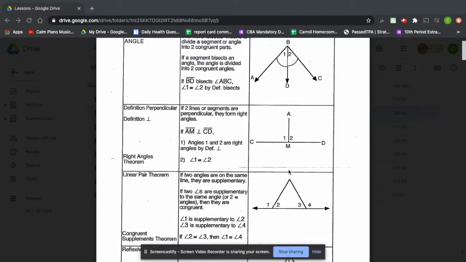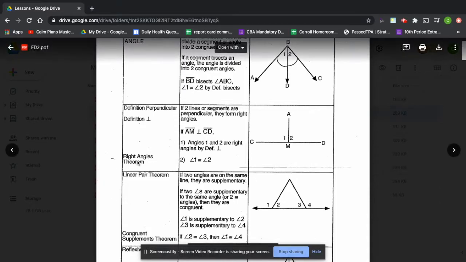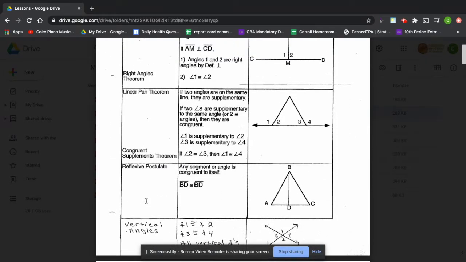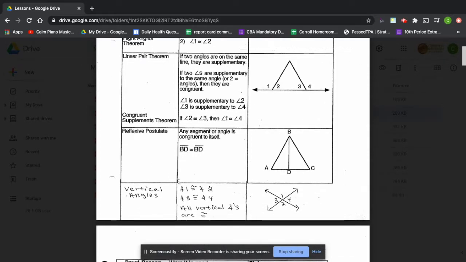Now, off to the side, answer the question that pops up. Cool. Hopefully you answered that 90 is equal to 90. So, if you have two 90-degree angles, they are always going to be congruent. This is by the right angle theorem. The linear pair theorem is something that we're going to be skipping for a little while at least. And same with the congruent supplements theorem.